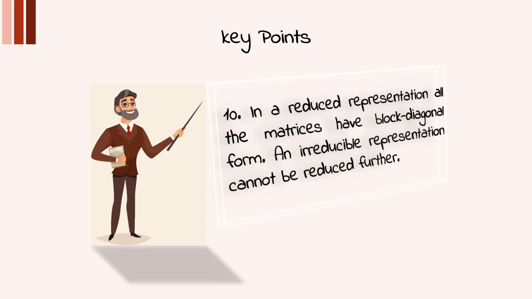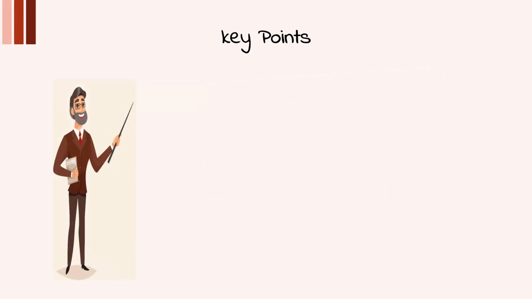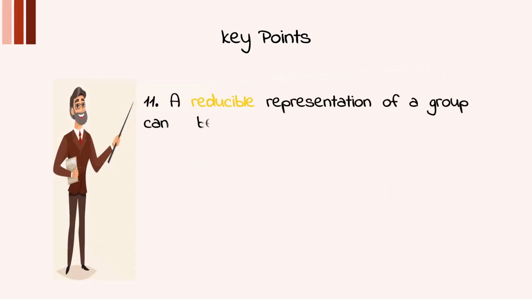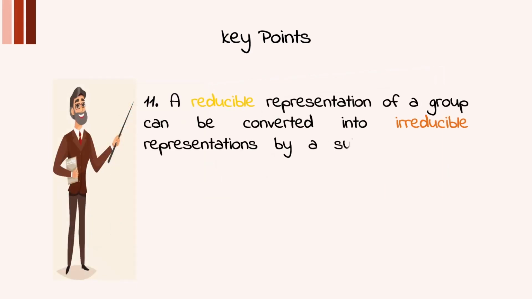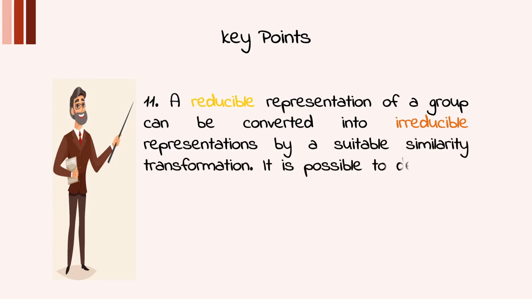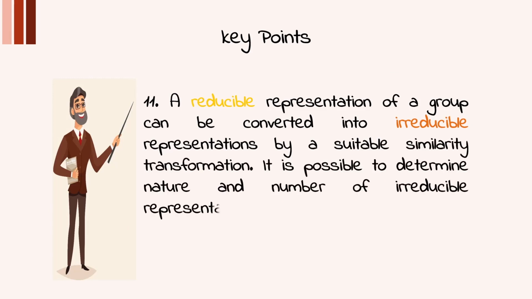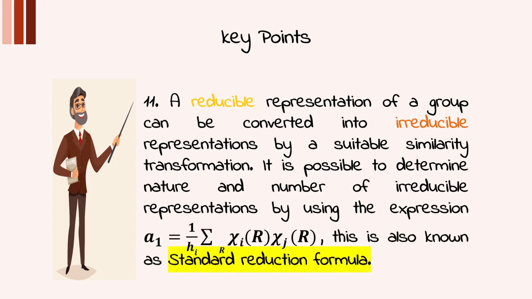Recall that you have something known as the similarity transformation technique. Using that technique, it is possible to block diagonalize the element and get an irreducible component out of it. The next point states that a reducible representation of a group can be converted into irreducible representations by a suitable similarity transformation. It is possible to determine the nature and number of irreducible representations by using the standard deduction formula, which we have discussed, that a reducible representation can be represented in the form of the sum of the irreducible representations of a particular point group.